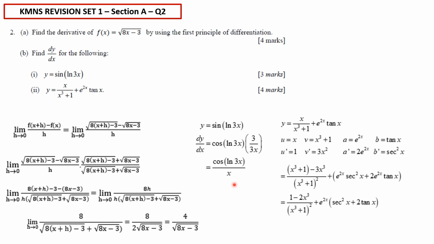The second one, you must use the quotient rule for x over x cubed plus 1 and also a product rule for e to the power of 2x tangent x. So this is how you do it, the quotient rule and also the product rule, combining the answer and simplify.